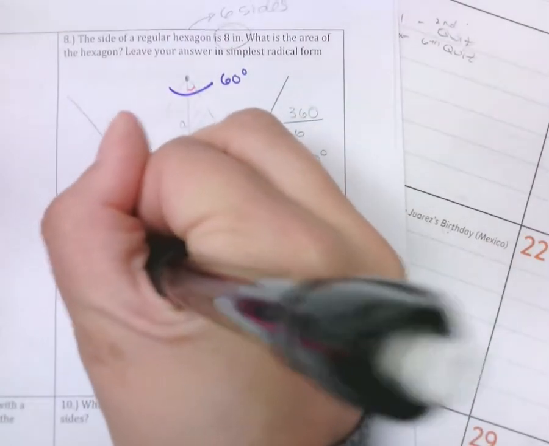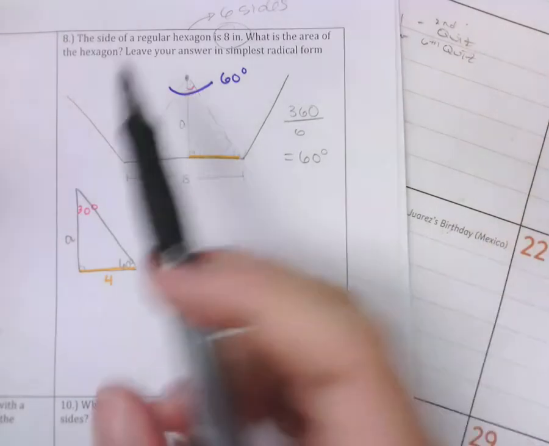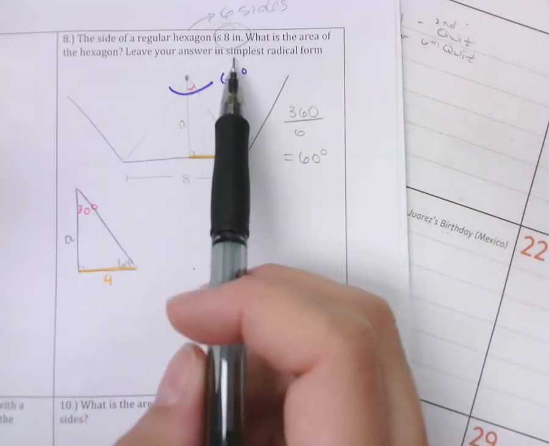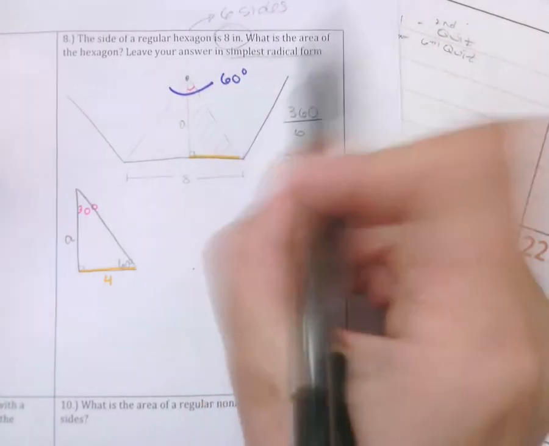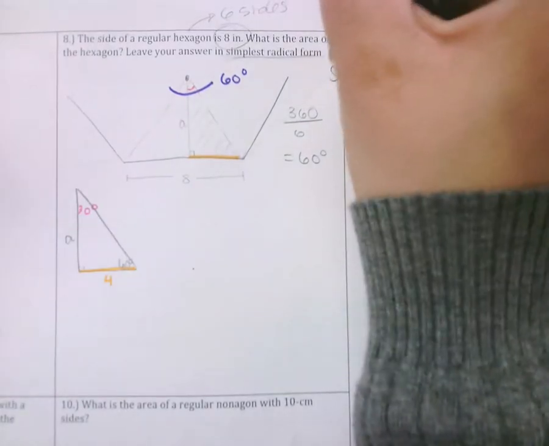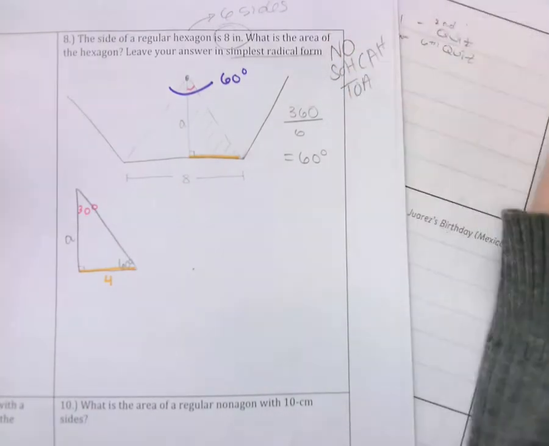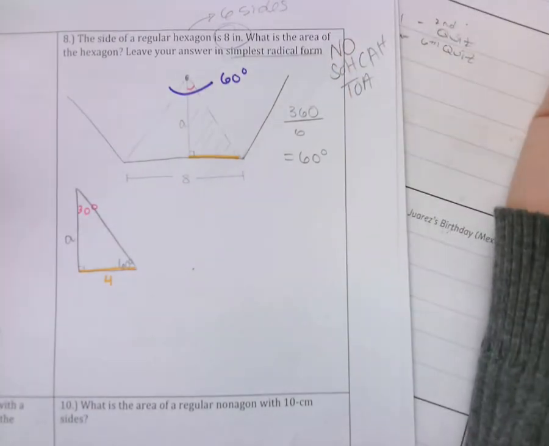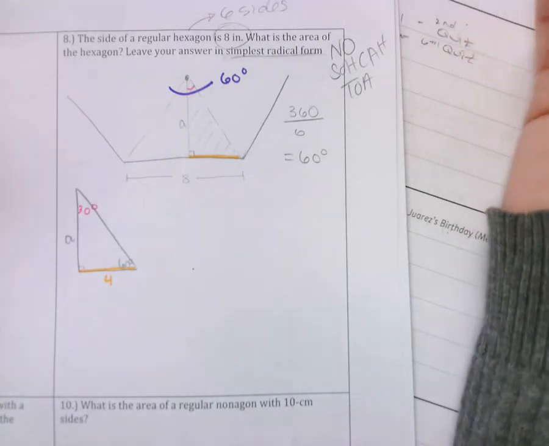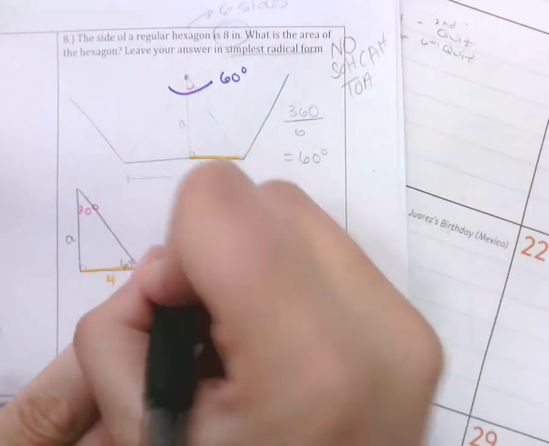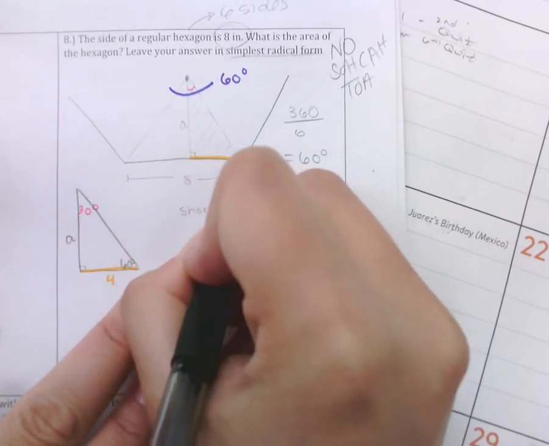That only happens with certain shapes, like the hexagon. If you read the directions, it says to leave your answer in simplest radical form. What that means is no SOHCAHTOA. When you do it with SOHCAHTOA, you don't get radicals. So this means you have to know your 30, 60, 90 rules. So you don't use SOHCAHTOA? Never. Well, maybe not never.